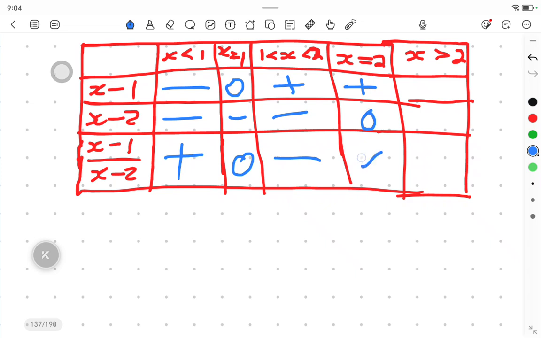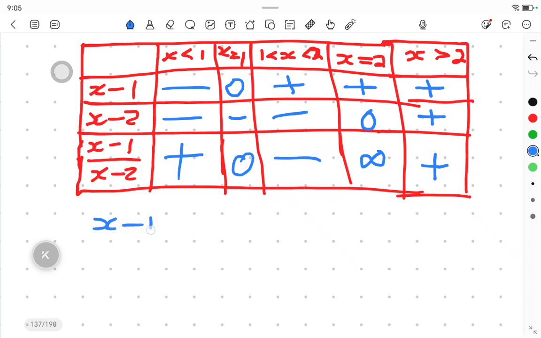Positive divided by 0, this will be infinite. A positive number, 3. Let's say I plug 3, I'll get a positive. Plug 3 here, I'll get a positive. Positive divided by a positive will give us a positive. I'm sure we see this. Now, if we check, we can go back and check this.